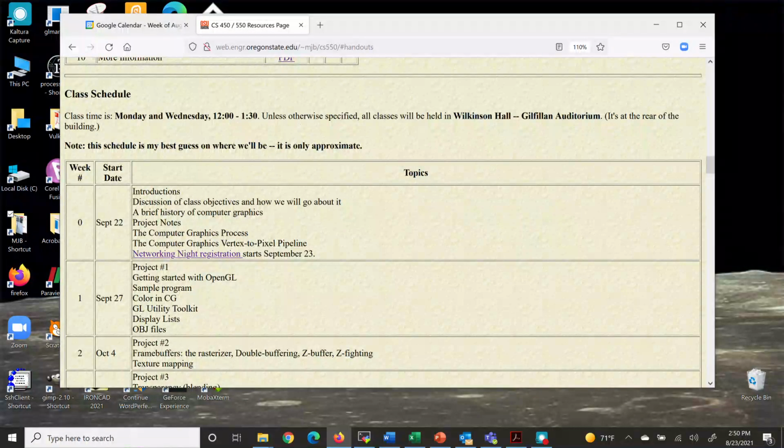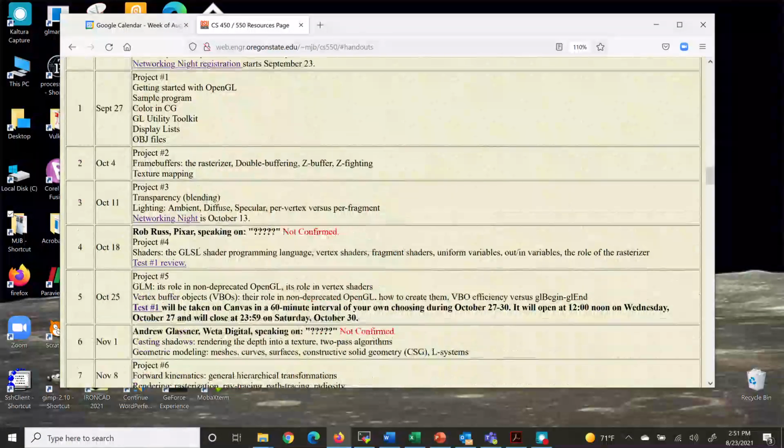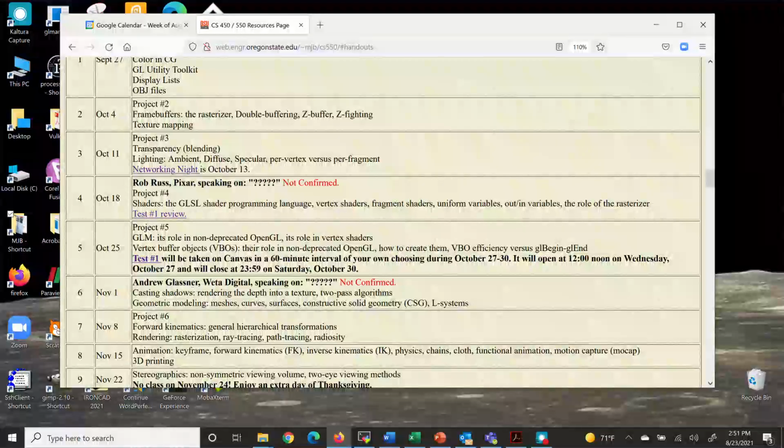Now, I do want to say this is only approximate, okay? We may get a little ahead, we may get a little behind. If there's a bunch of people interested in some other topic, we may dive off into the weeds and talk about that. So this is approximate. You'll notice there's some guest speakers here.